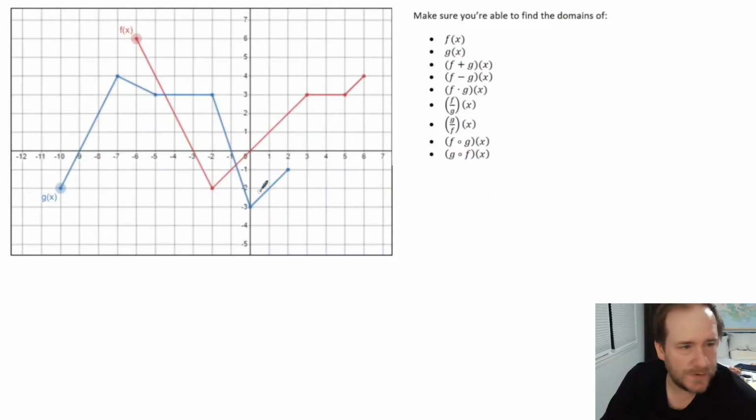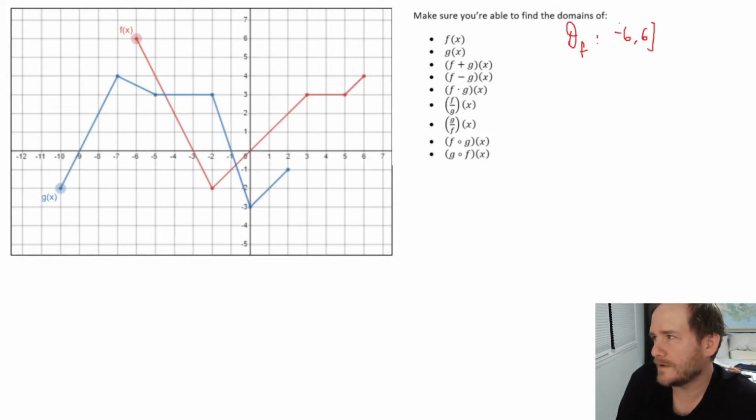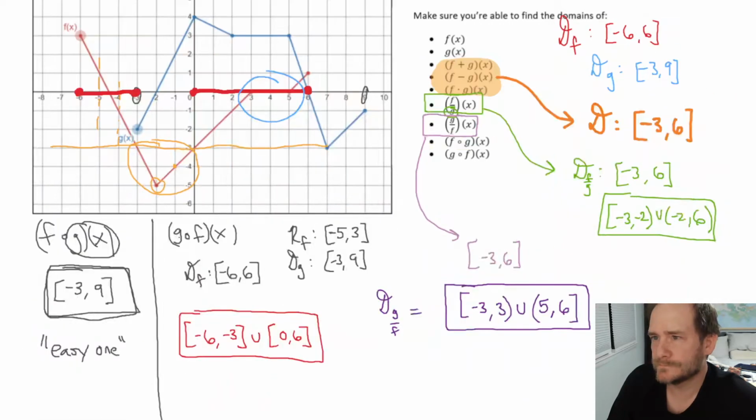So this is the last one. I'll do this one for you quickly and then we'll let you go. f is red. So the domain of f is obviously -6 to 6. Well, I guess I didn't even change that. That's the same as the first one, right? Yeah, alright, my bad.